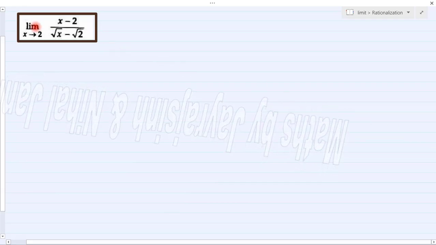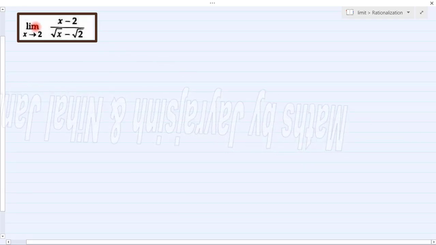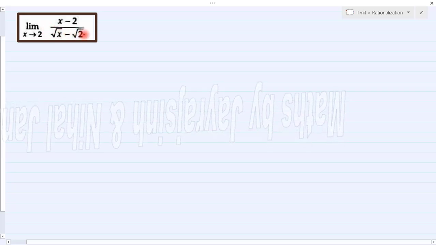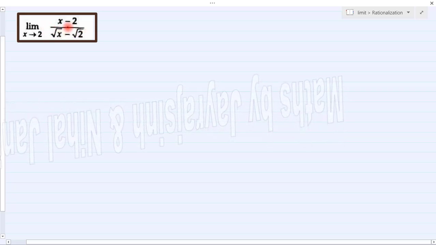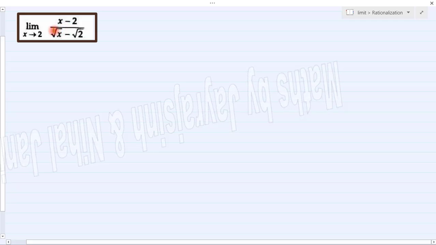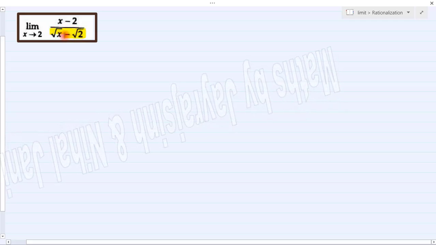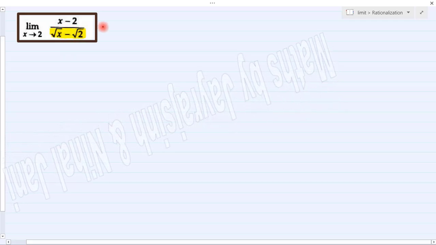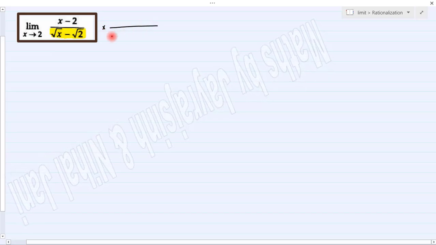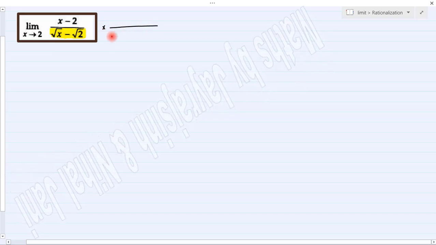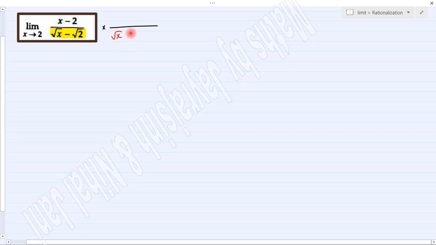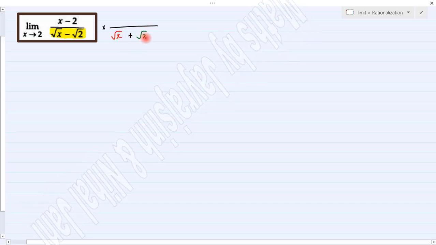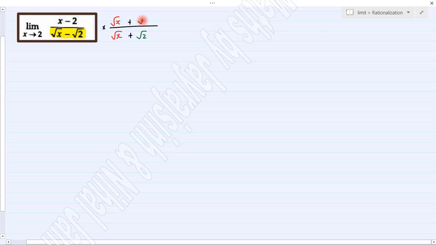In this question, we have to find limit x tends to 2, (x minus 2) upon (root x minus root 2), which is 0 by 0 form. Now, this under root and minus sign means we have to multiply and divide by the conjugate of this term, which is root x plus root 2. So, multiply by the same term.